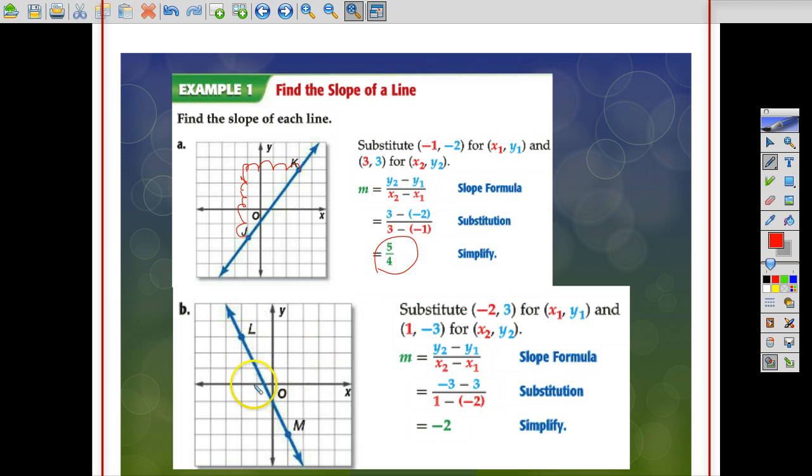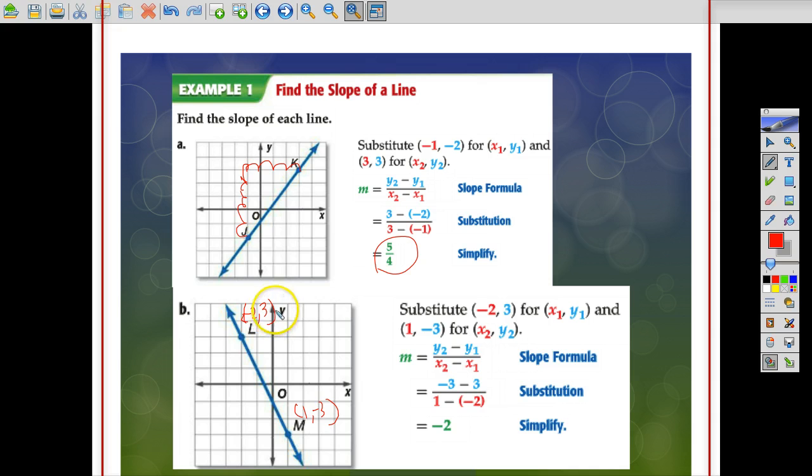Alright, let's look for the slope again. This time I'm rising, but I'm running to the left. That means it's going to be a negative slope. Anytime you have a line going to the top left, it's going to be a negative slope. You can also use the equation y2 minus y1 over x2 minus x1. Here this point is negative 2, 3. And this point M here is positive 1, negative 3. Those are your 2 points.